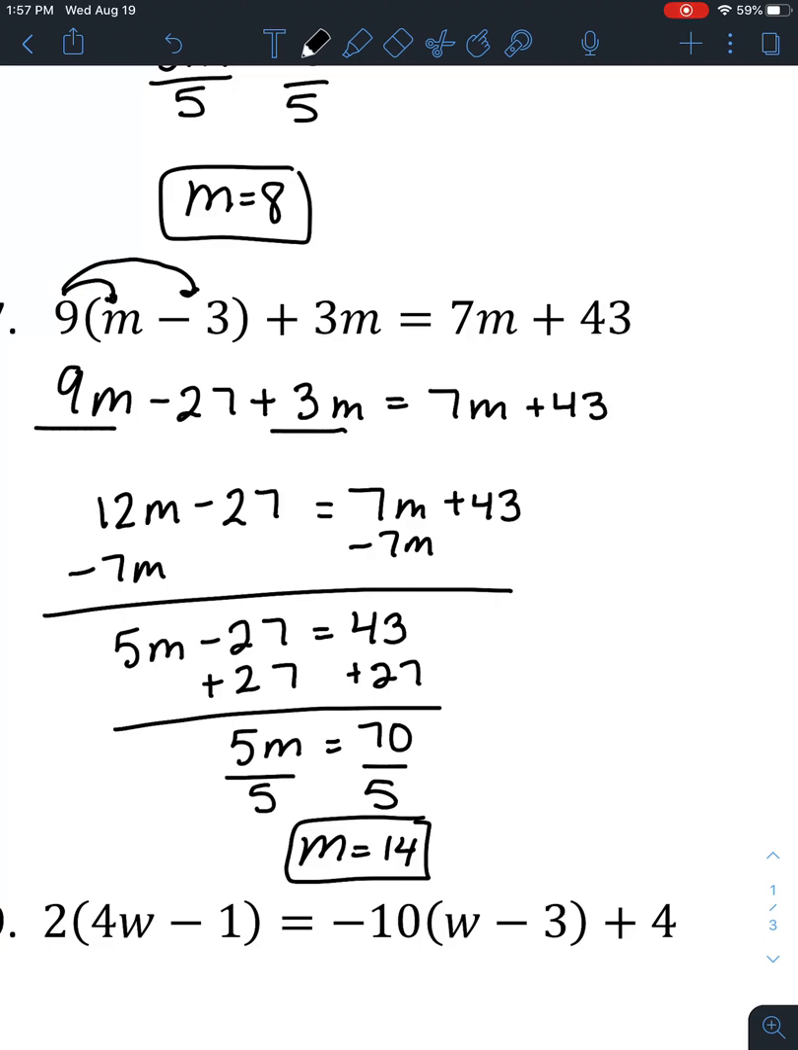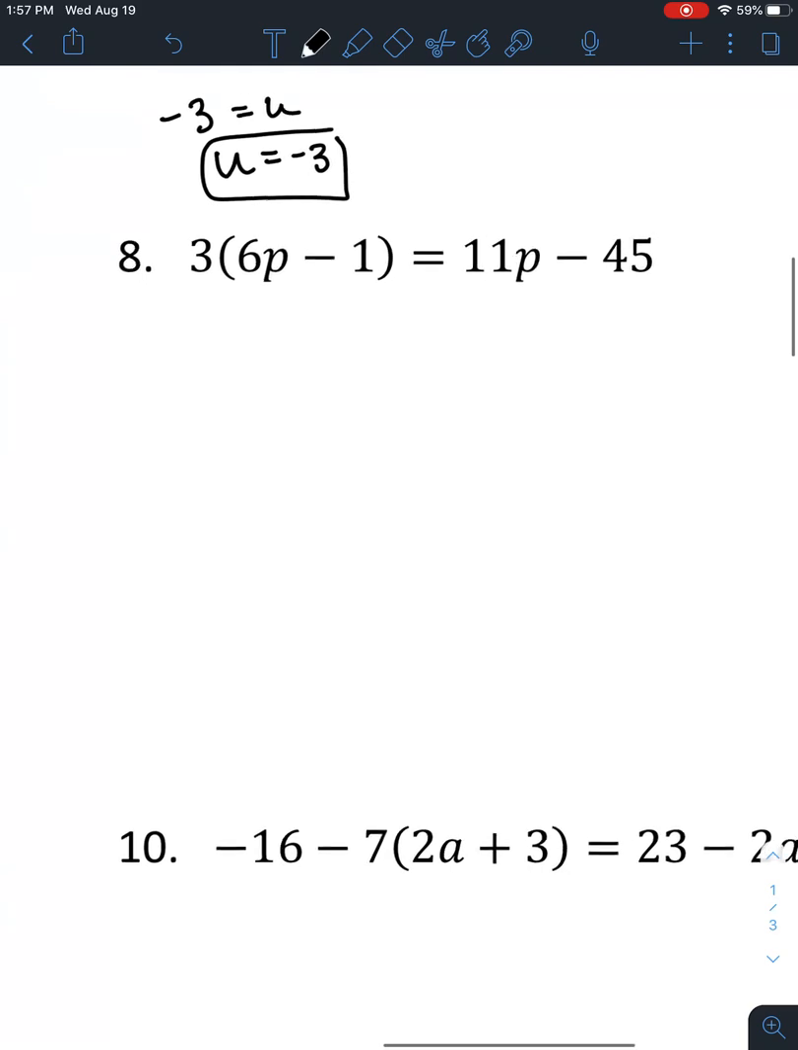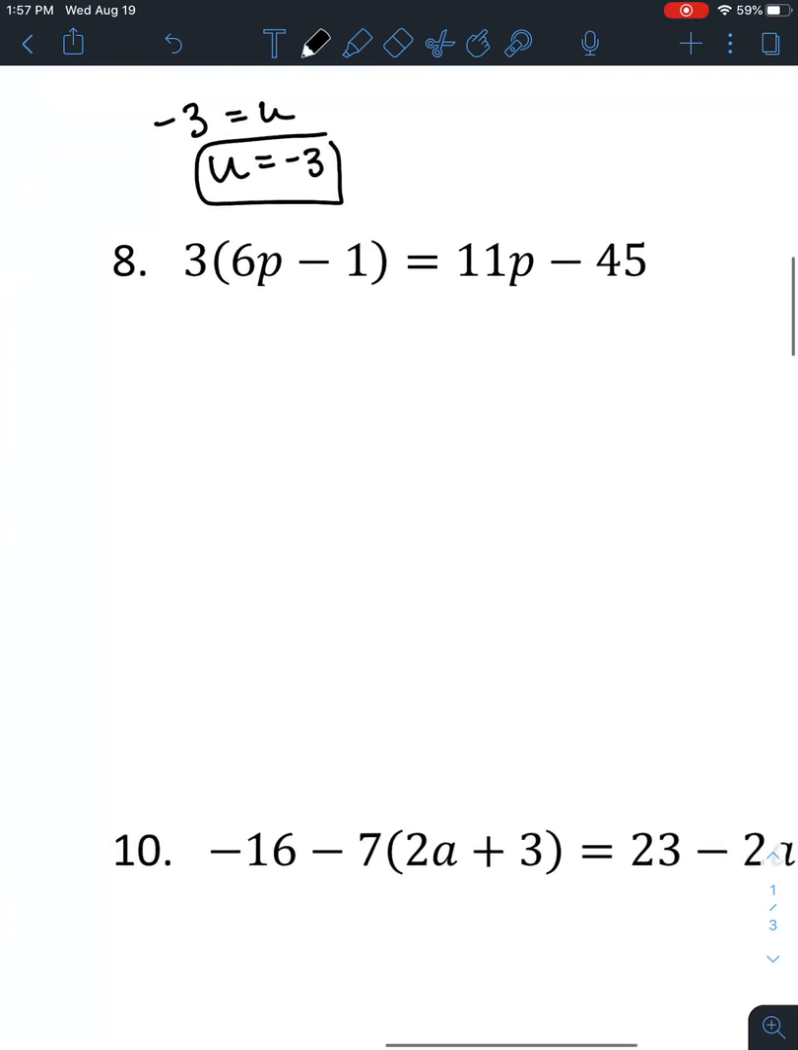All right, here we go. 3 more. Number 8. So very similar setup to what we just had. You have to take your +3, distribute it to everybody on the inside. 3 times 6 is 18p. 3 times -1 is -3 equals 11p minus 45.